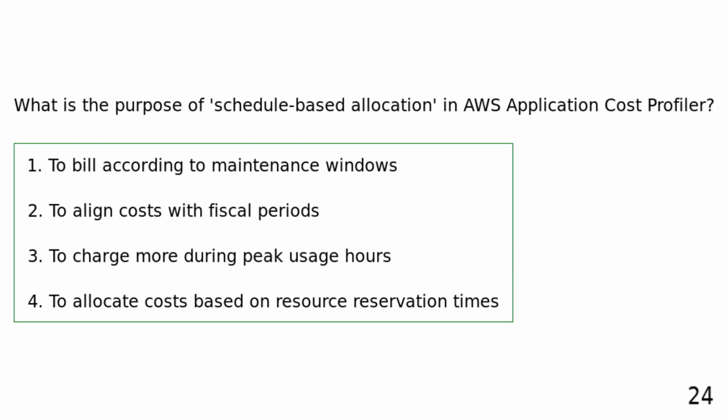What is the purpose of schedule-based allocation in AWS Application Cost Profiler? To bill according to maintenance windows. To align costs with fiscal periods. To charge more during peak usage hours. To allocate costs based on resource reservation times.